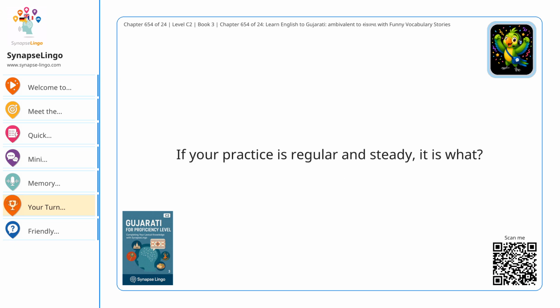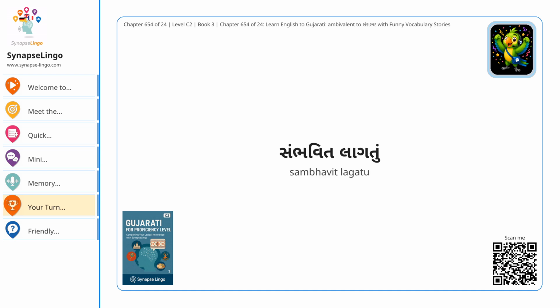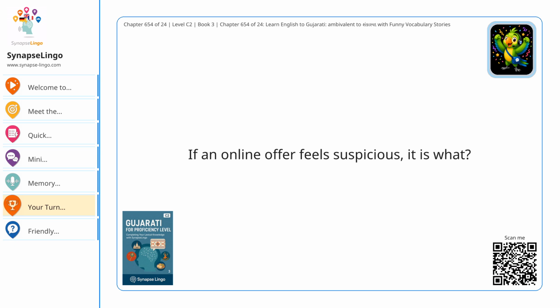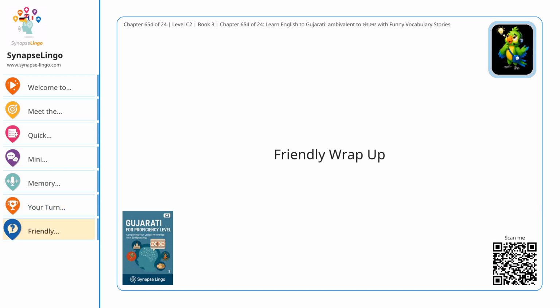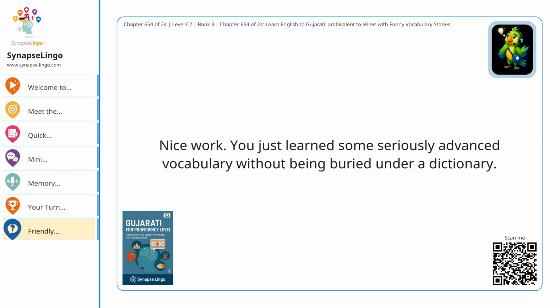If two reports do not match, they are what? विरोधाभासी. If your practice is regular and steady, it is what? सुसंगत. If an explanation sounds believable, it is what? संभवित लागतो. If an online offer feels suspicious, it is what? शंकास्पद. Friendly wrap up. Nice work. You just learned some seriously advanced vocabulary without being buried under a dictionary.